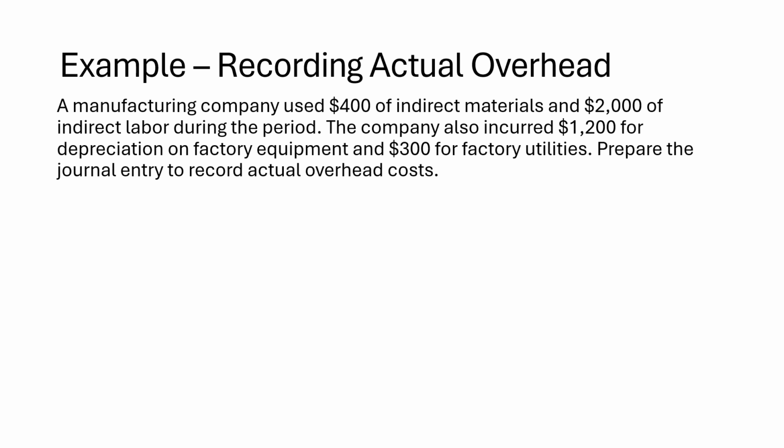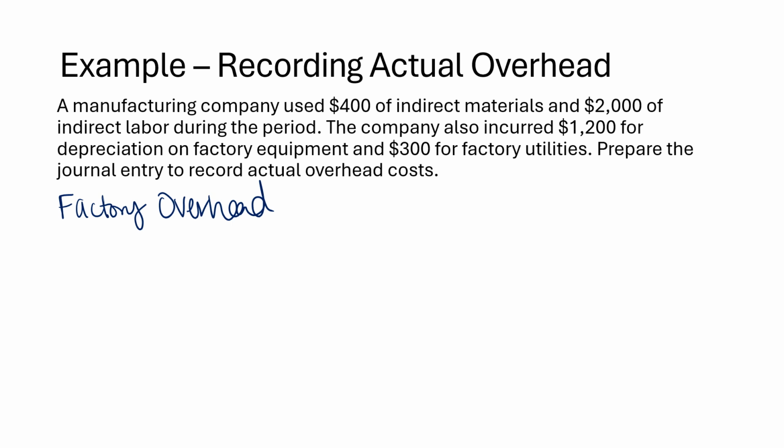Now an example of recording the actual overhead journal entry. A manufacturing company used $400 of indirect materials and $2,000 of indirect labor during the period. The company also incurred $1,200 for depreciation on factory equipment and $300 for factory utilities. Prepare the journal entry to record actual overhead costs. When we are recording actual costs, we debit factory overhead, and we credit all of the other accounts that correspond to those other costs.